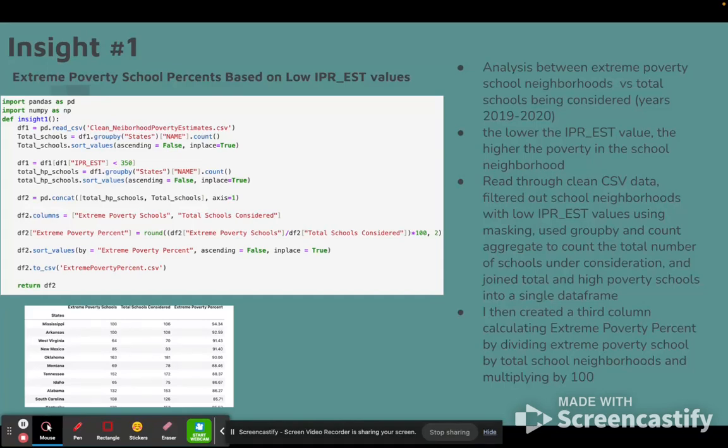Therefore, I counted the number of schools in extreme poverty per state. I chose my IPR value to be below 350 and compared it to the total number of schools per state to find an extreme poverty percent column. Finally, I sorted the table from highest to lowest poverty percent, and the main insight is being able to determine which states possess the highest poverty neighborhoods in order to later compare these states with states having high drug consumption.